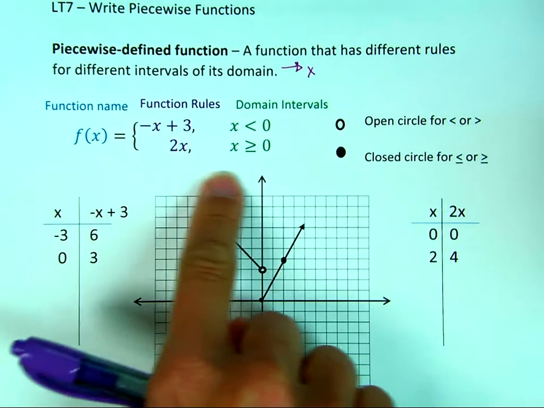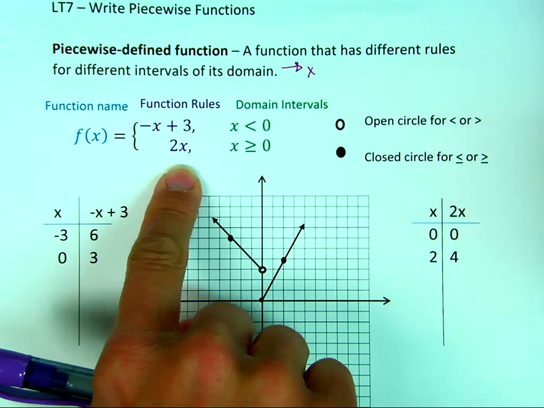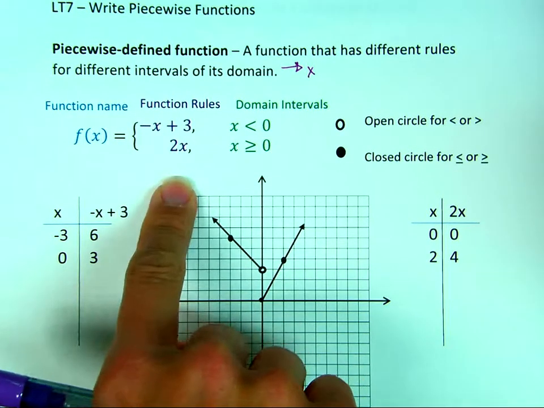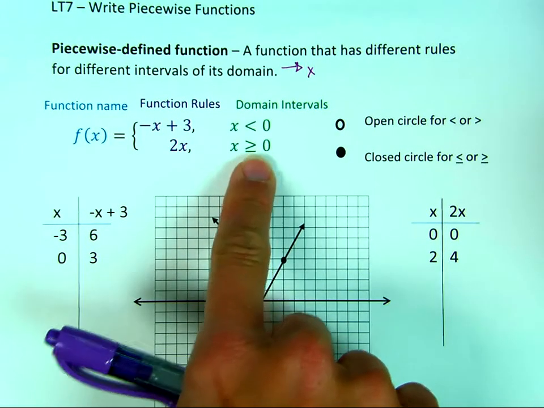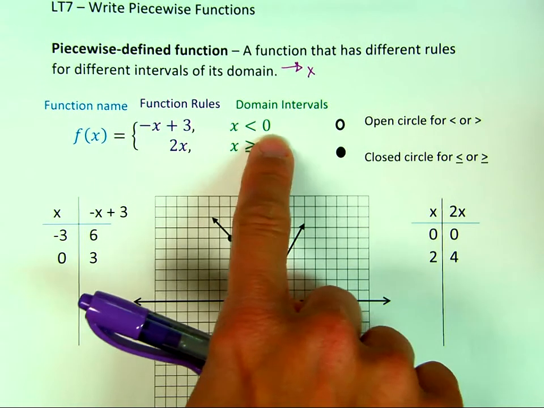This is what a piecewise function looks like. So we have a function name, we have the different rules. There's 2 here, but you can have 3, 4, you can have a bunch of different rules. And then this is the domain that tells us which x values to plug into the rule. So for this one, it says x is less than 0.